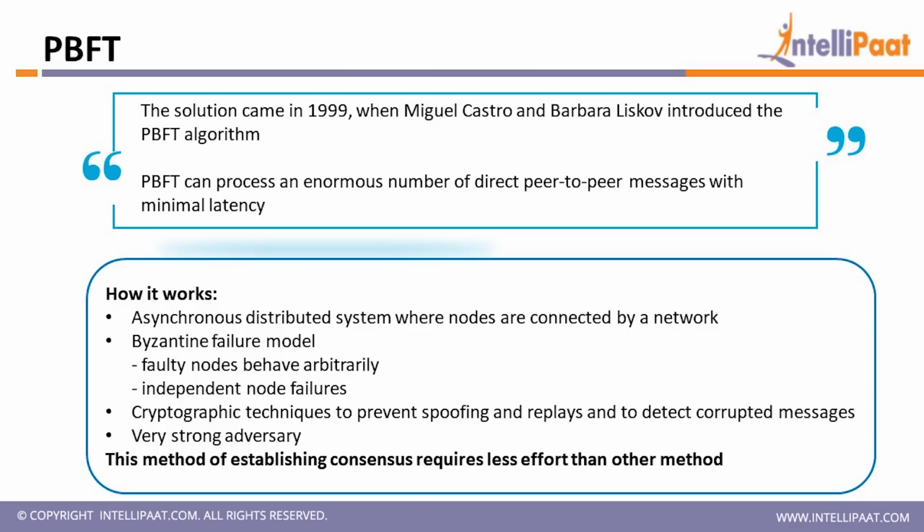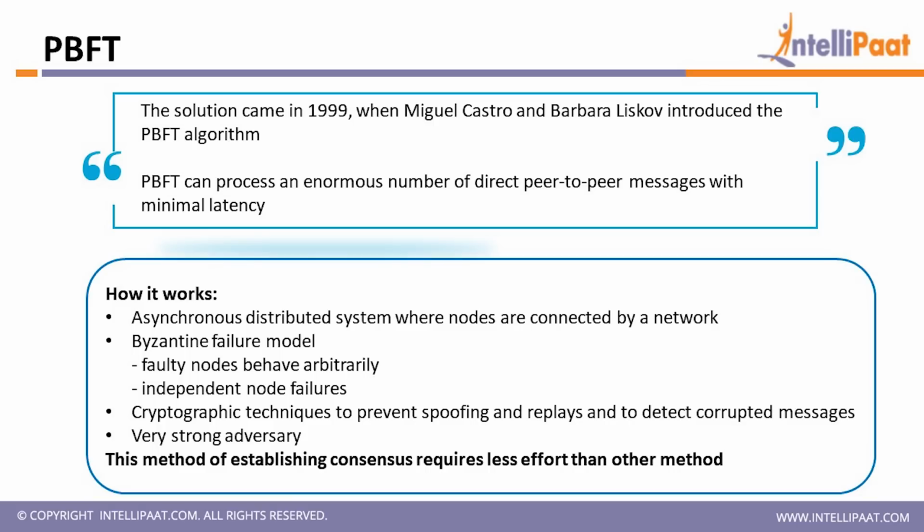So, cryptographic techniques to prevent spoofing and replay and to detect corrupted messages were also enforced in this algorithm, and there was a plan to have a very strong adversary in order to get two-thirds or more than two-thirds consensus, avoiding fault and misbehavior of nodes, or you can say generals, during the message communication. This method of establishing consensus required less effort than other methods.